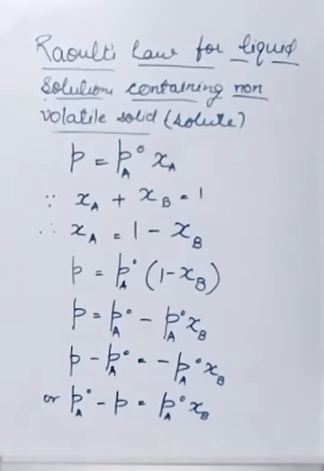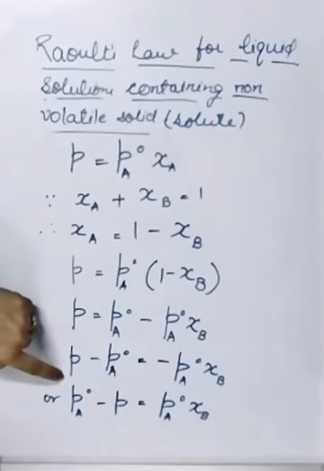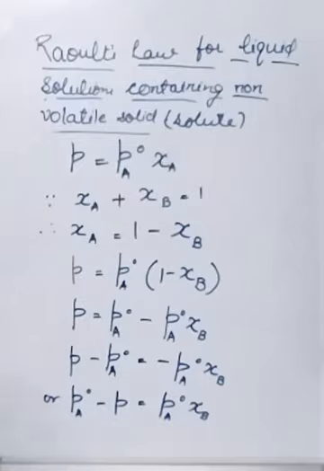Now this PA naught minus P is called lowering in vapor pressure. Why is it called lowering in vapor pressure?